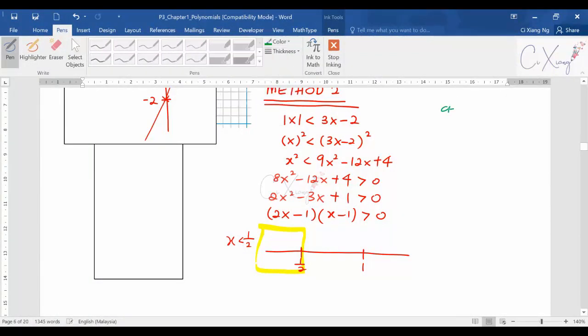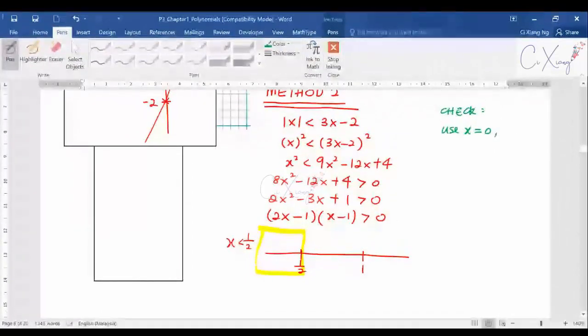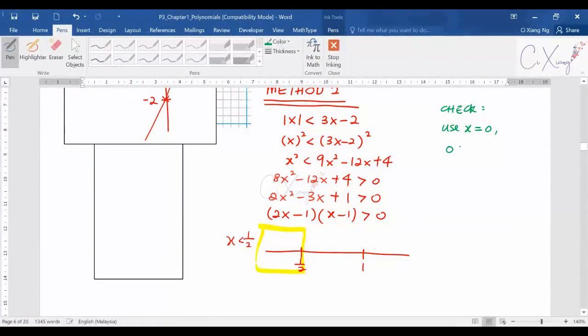So how to check again? For x smaller than half, I can use any value smaller than half. Maybe you can use x equals 0. When x equals 0, put it into this whole equation here. That means you have 0 smaller than negative 2. Is it true or false? This is false. Therefore this part is not the correct answer. There's no correct answer in this part.